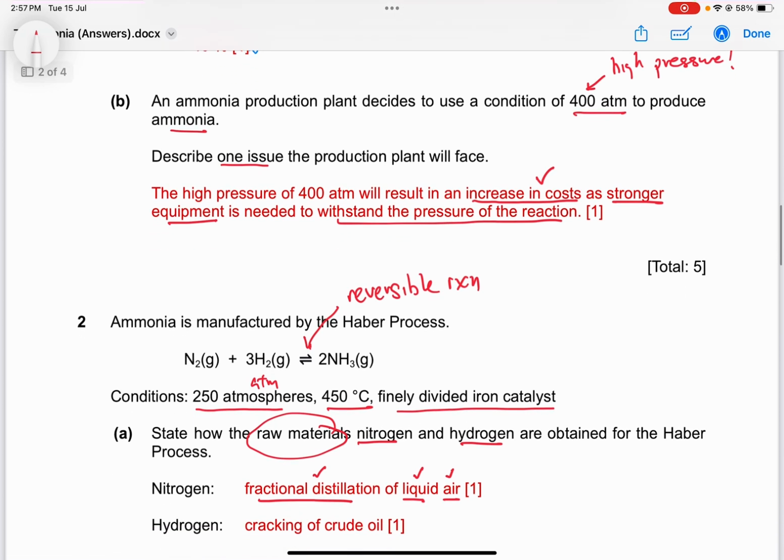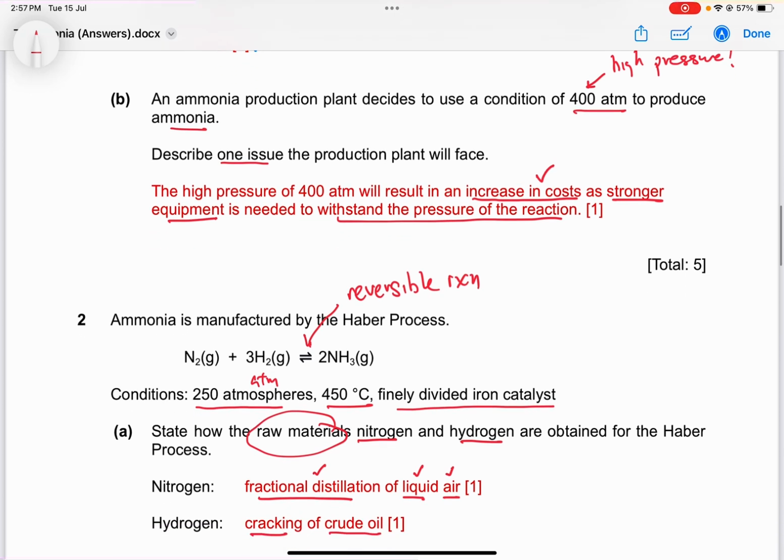So just take note. Hydrogen is actually from the cracking of crude oil. Okay, cracking of crude oil. So this one, you're going to learn a little bit more when you reach the chapter of organic chemistry. For fractional distillation of liquid air, when you reach the chapter of maintaining air quality, you're going to learn more about this as well. So for now, just know that to obtain nitrogen, use fractional distillation of liquid air. Because nitrogen actually is about 78% of air. I can get a lot of nitrogen from air itself.